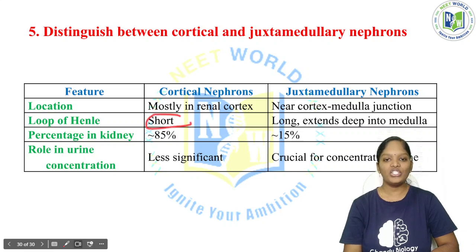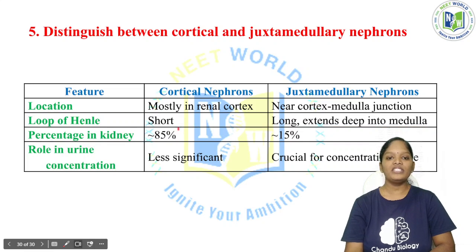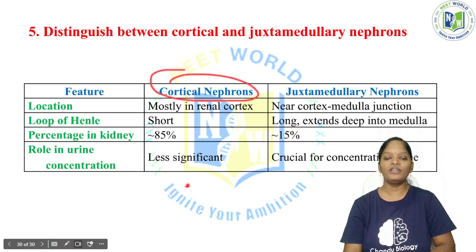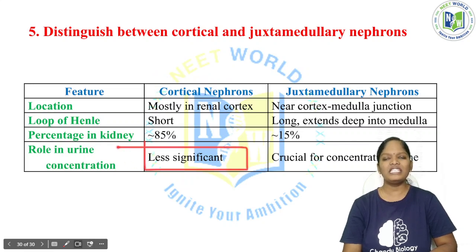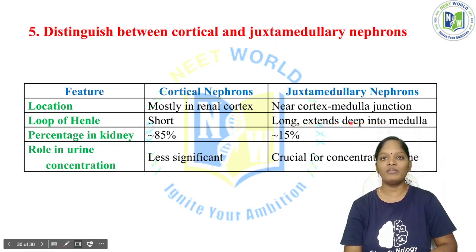In cortical nephrons the loop of Henle is very short, while in juxtamedullary nephrons it is long and extends deep into the medulla. In the kidney, approximately 85% are cortical nephrons and only approximately 15% are juxtamedullary nephrons. What is the significance in urine synthesis? Cortical nephrons are less significant, whereas juxtamedullary nephrons are very crucial for concentrating urine, because of the presence of the long loop of Henle.